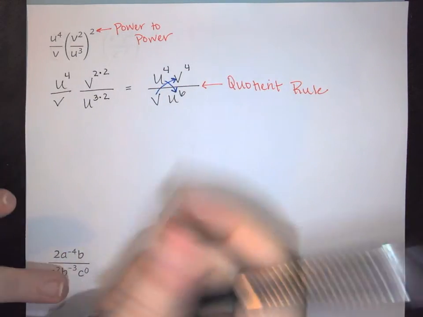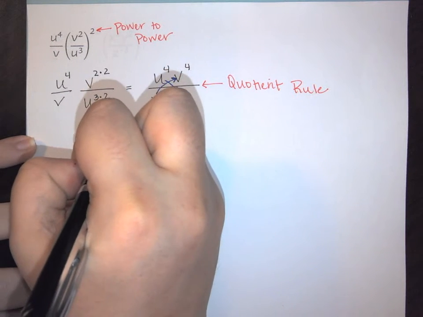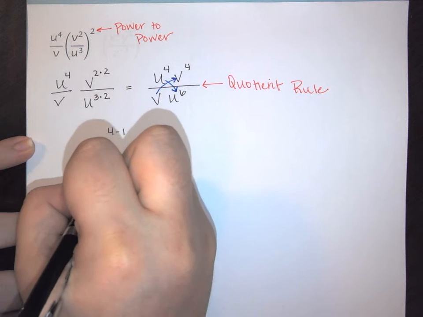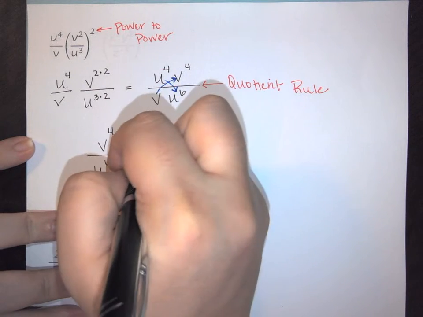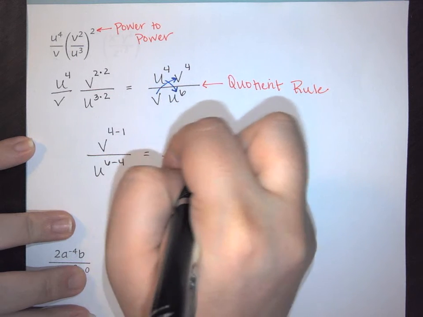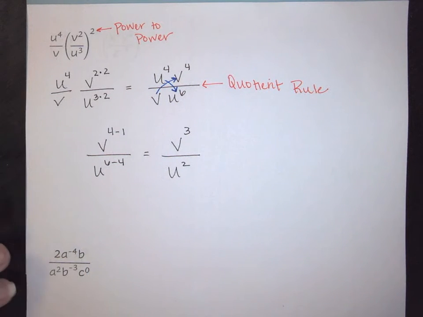So what we're actually going to get here is v to the 4 minus 1 over u to the 6 minus 4. So this is going to simplify down to v to the 3rd all over u squared, or u to the 2nd.